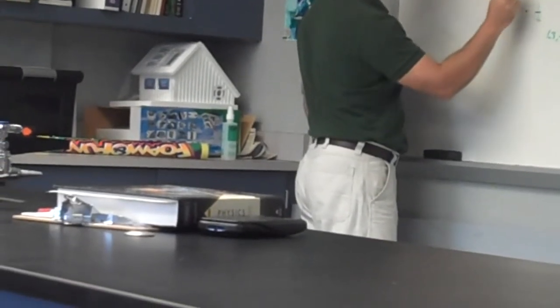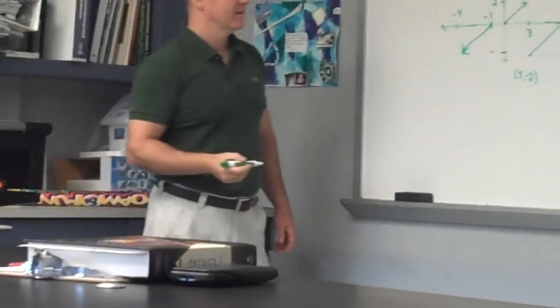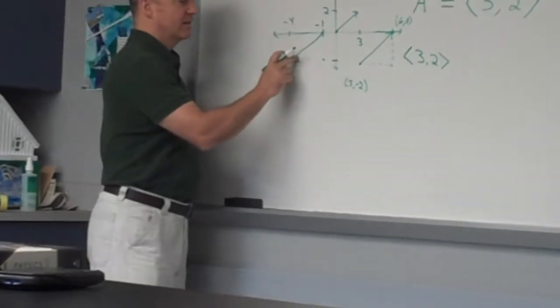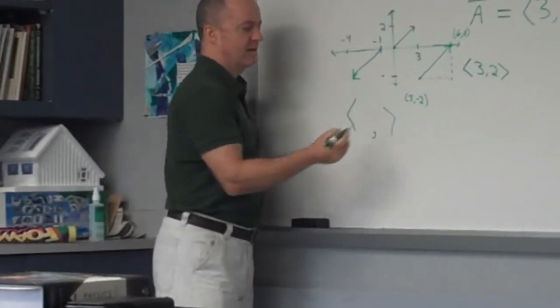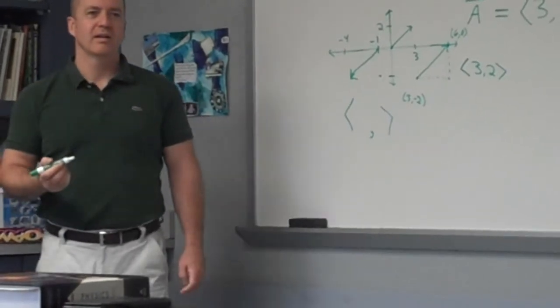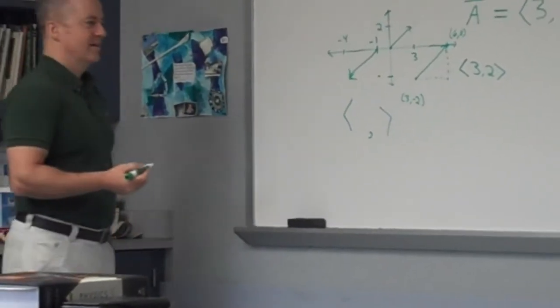How would I describe this vector? It's facing the opposite direction. It would be the same amount, and it has a negative slope. No, it wouldn't have a negative slope. It's got the same slope because they're both negative. It would be a negative vector.